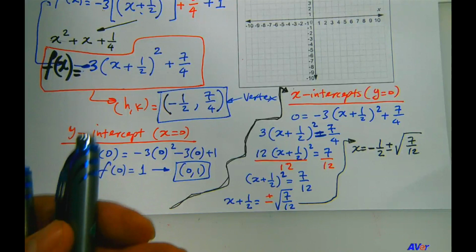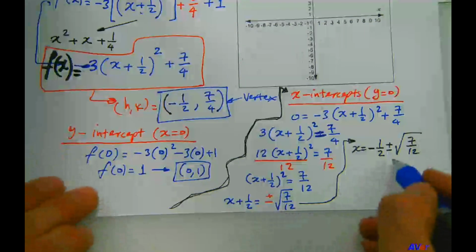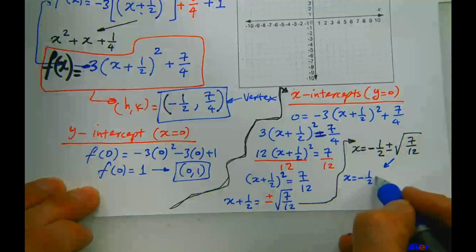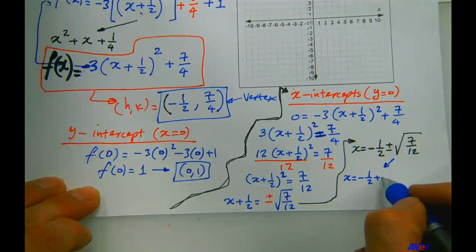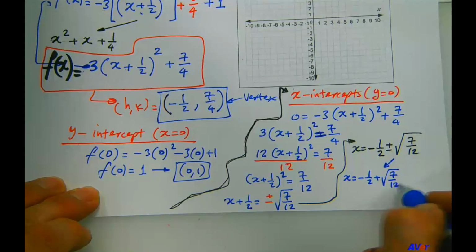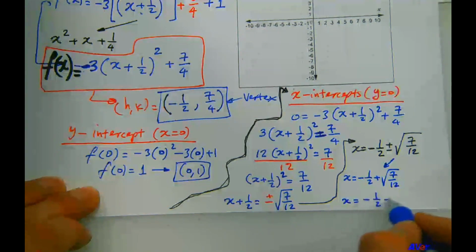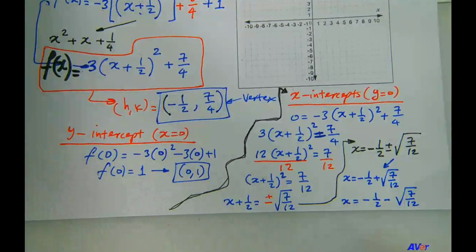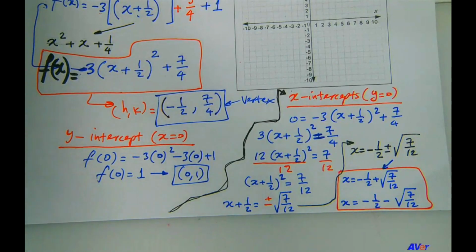If you want to separate these, we can. So we can say x is equal to minus 1/2 plus, right now it's plus or minus, right? So we've combined both solutions in one. Square root of 7/12, and x equals negative 1/2 minus square root of 7/12. Like that. So those are the x-intercepts.